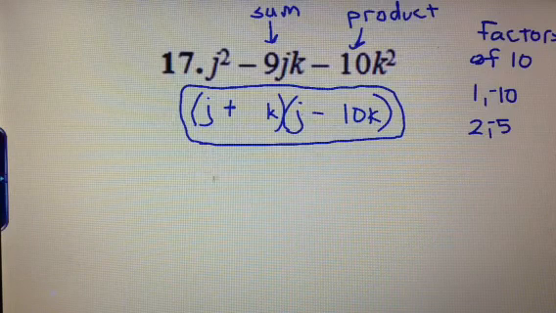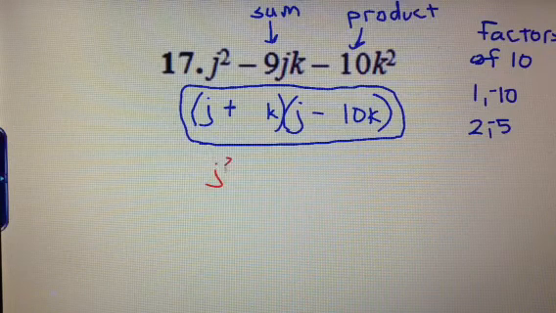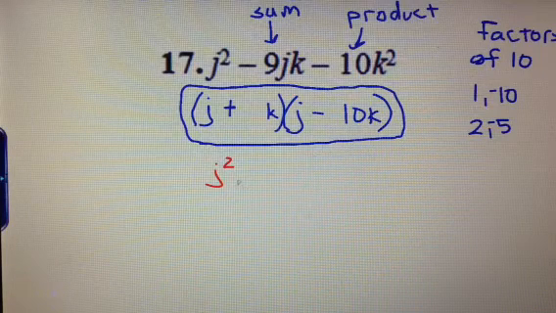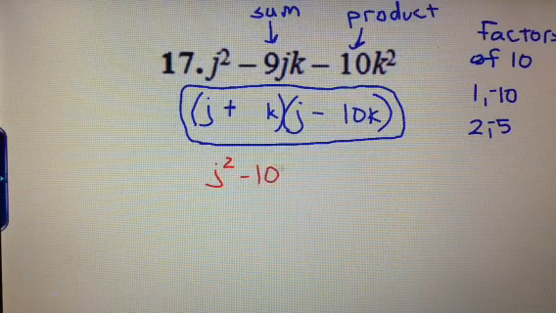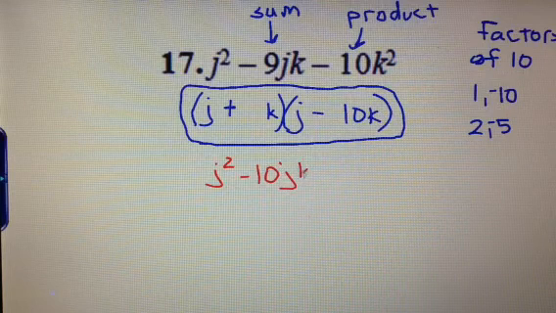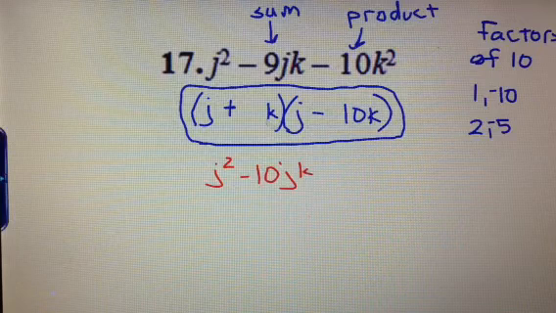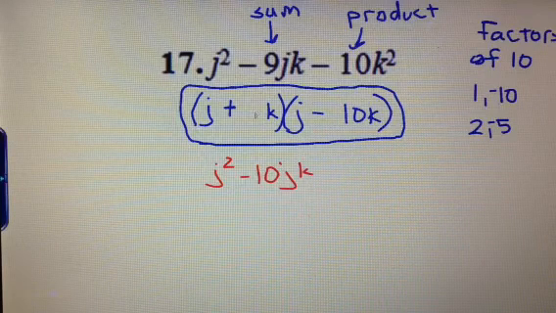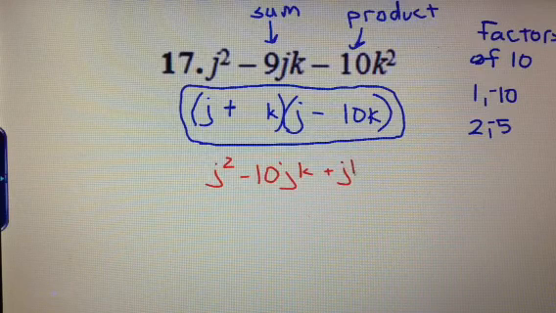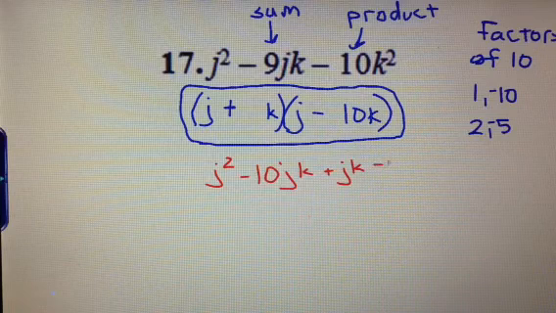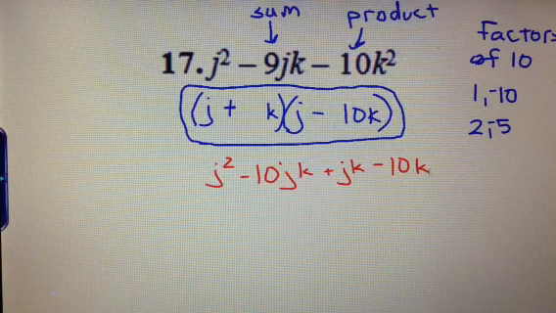First times first, j times j is j squared. Outside, j times negative 10k is negative 10jk. And then inside, k times j is jk, one of those. And then last, k times negative 10k is negative 10k squared.